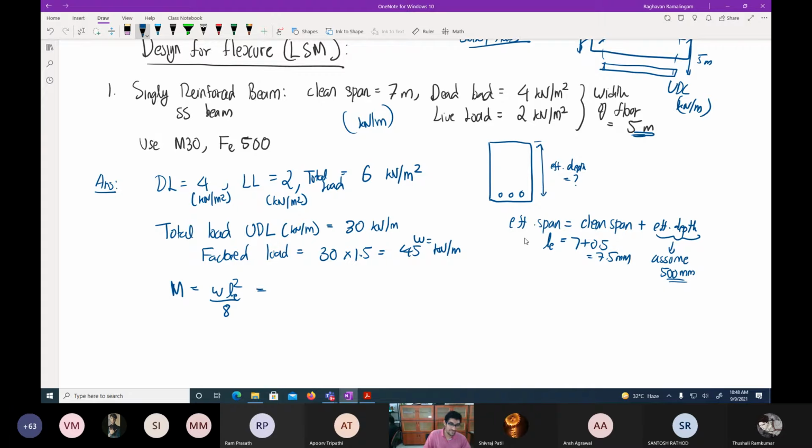How much do you get per moment? 316.4 kilonewton meter. Yes, sir. Others, also check if you get 316.4 kilonewton meter. So this effective depth which we have assumed, we can also check. Sir, it's 316.4. Okay, 316.4.